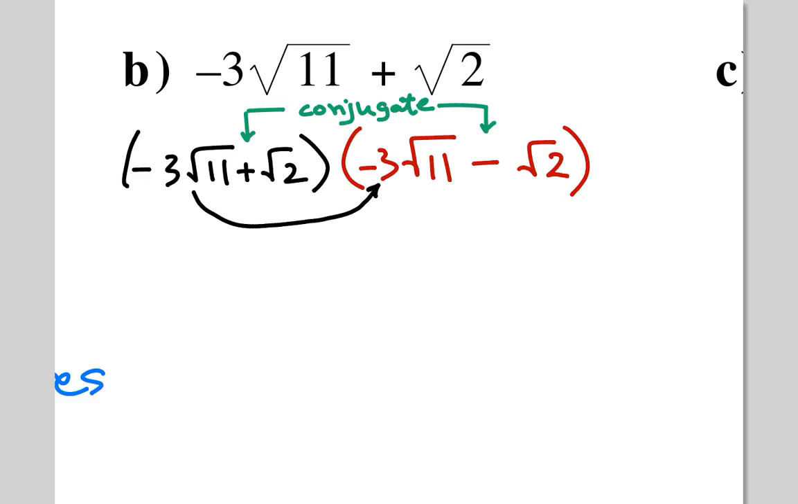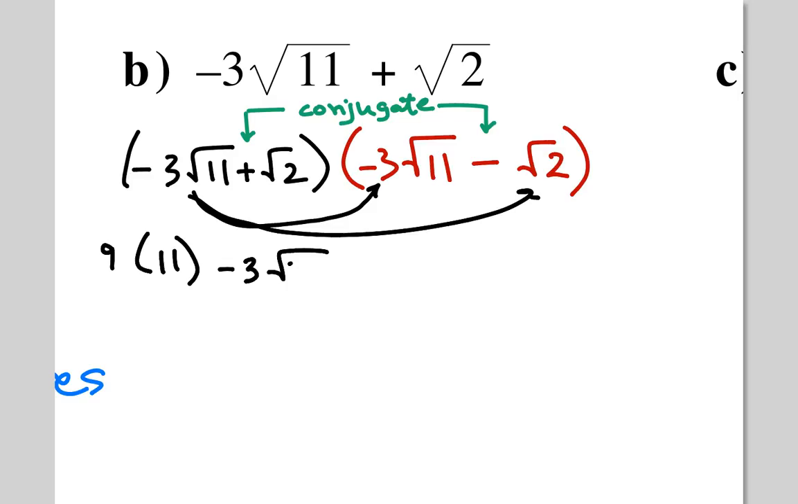I'm going to go underneath this time. So negative 3 is a positive 9. And root 11 is 11. Good. And then all the way over here, minus 3 root 22. You guys okay with that? Or did I screw up?